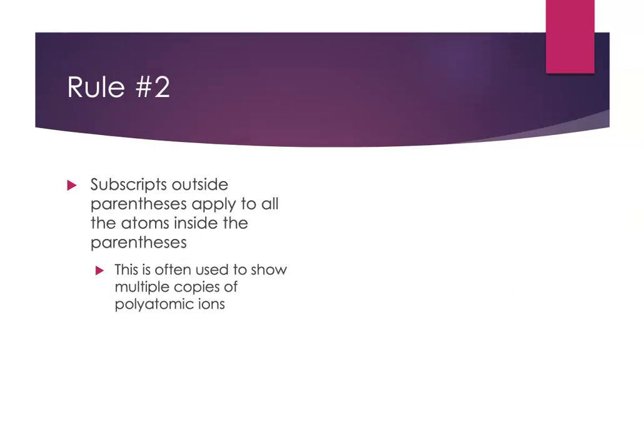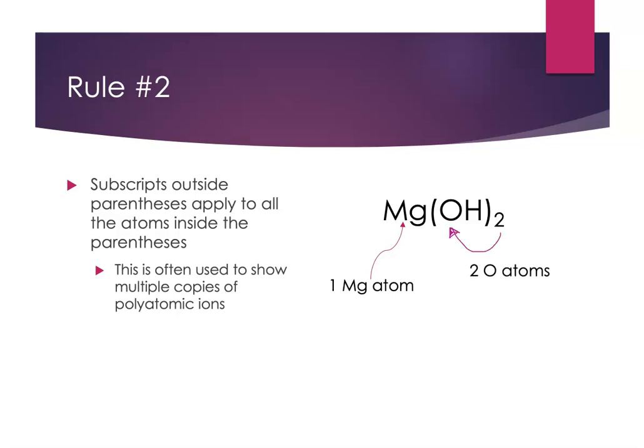Sometimes in a chemical formula, we want to show that there are multiple copies of a particular group of atoms. And so we will sometimes write atoms inside parentheses and put subscripts outside of them. When we do that, the subscripts outside the parentheses apply to every atom inside the parentheses. This is often used with polyatomic ions, and that's what we've got an example of here. So we have magnesium hydroxide. Notice that the O and the H are inside the parentheses, and there's a 2 outside the parentheses. What this is telling us is that there's 1 magnesium atom in this unit. But the 2 applies to the O, so there are 2 O atoms, and the 2 applies to the H as well. So there are 2 H atoms for a total of 5 atoms in one formula unit of magnesium hydroxide.